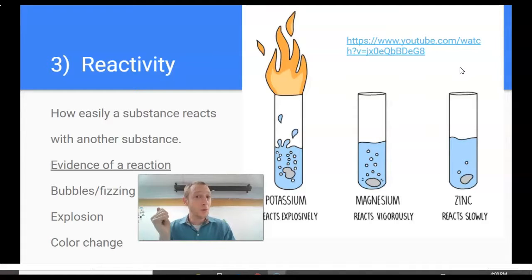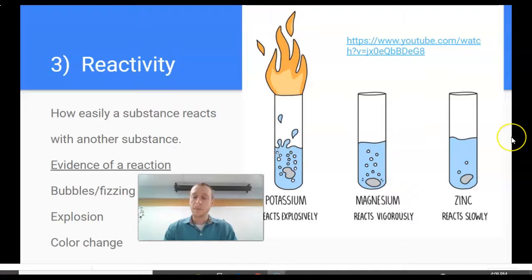But if you do get a reaction, like bubbles or fizzing, an explosion, a color change, that means your matter is reactive. Okay, so make sure you've got your definition of reactivity and also write down some of the evidence, right? Bubbles, explosion, color change, these are all evidence of reaction.